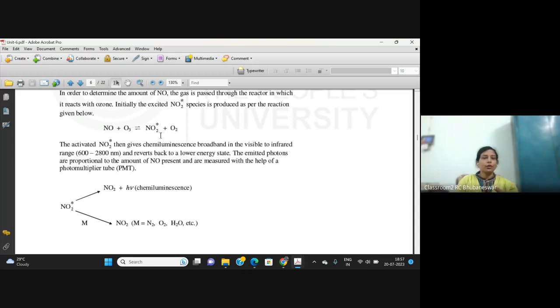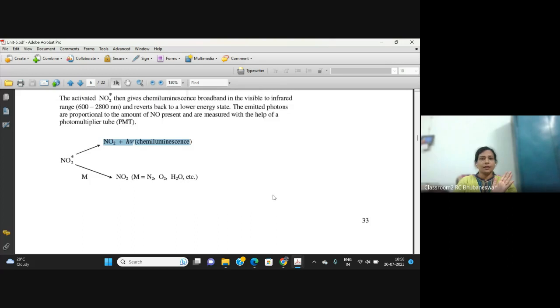So here you can predict NO2 in pollution, in air contamination. You can predict how much NO there is by passing it through the reactor in which it reacts with the ozone. Initially it goes to the NO2 excited species, then it relaxes back by emitting certain radiation through the chemiluminescence process. Then you can study it. Okay.